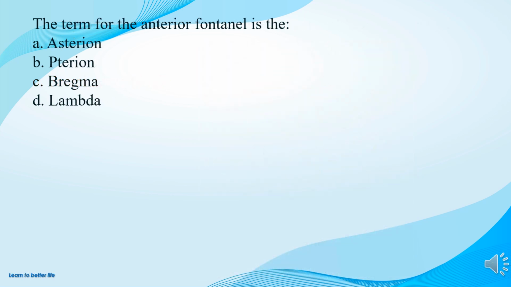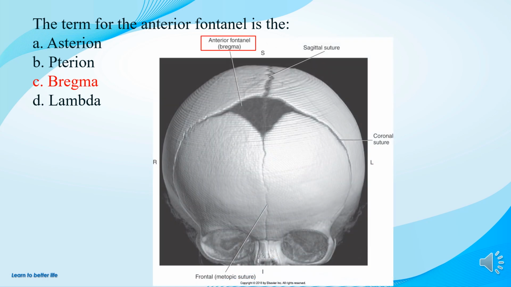The term for the anterior fontanelle is the A. Asterion. B. Pterion. C. Phragma. D. Lambda. The answer is C. Phragma.